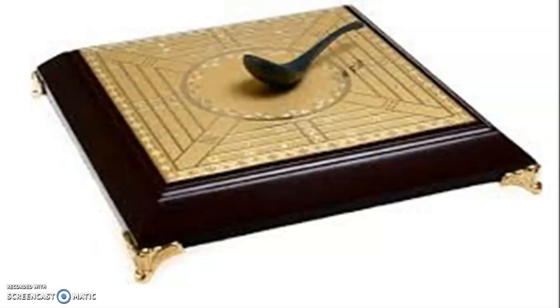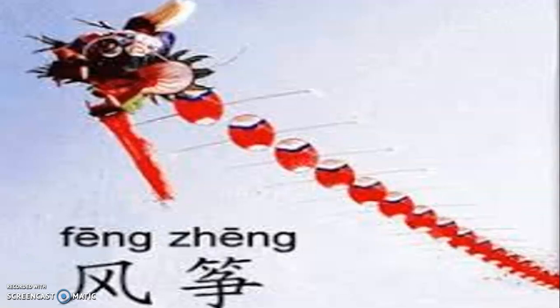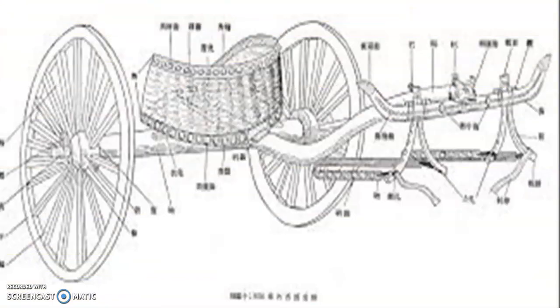This is the magnetic compass. Now this is the kite. You can see this is the umbrella. These are all the inventions. Wheelbarrow. These are all the Chinese inventions.